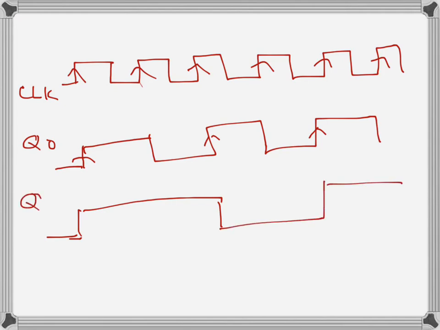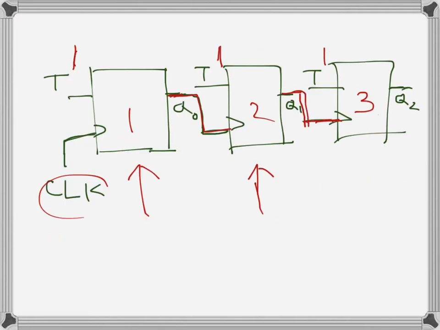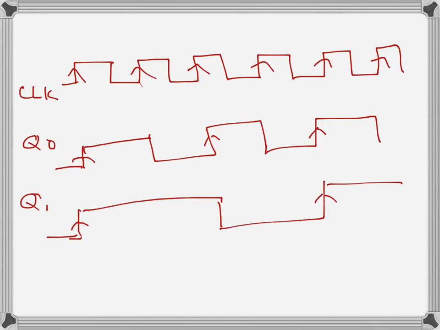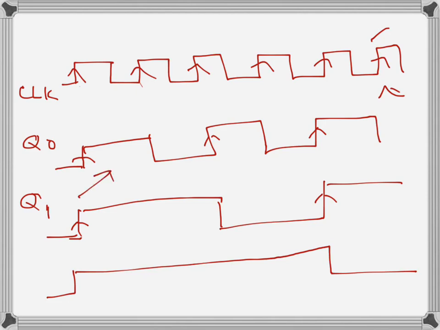So this is our Q1, and this Q1 is the clock for the third flip-flop. So the third flip-flop will change here and then it will change here. Now what we can see is that the time period is becoming twice here, then 4 times here, and 8 times here.